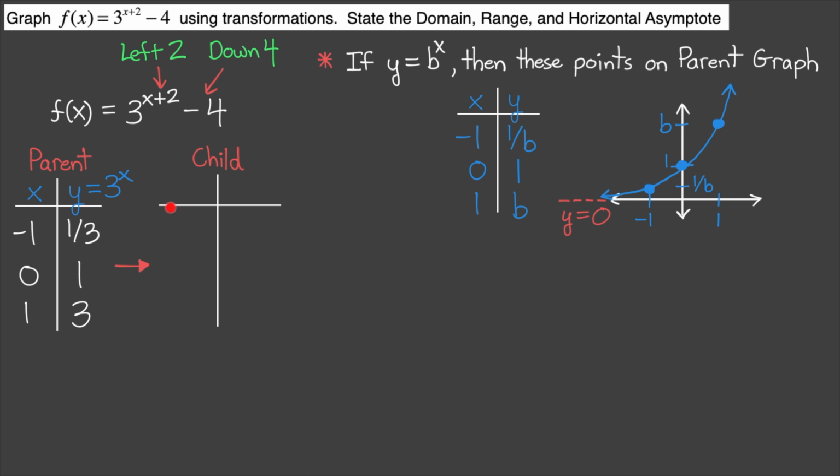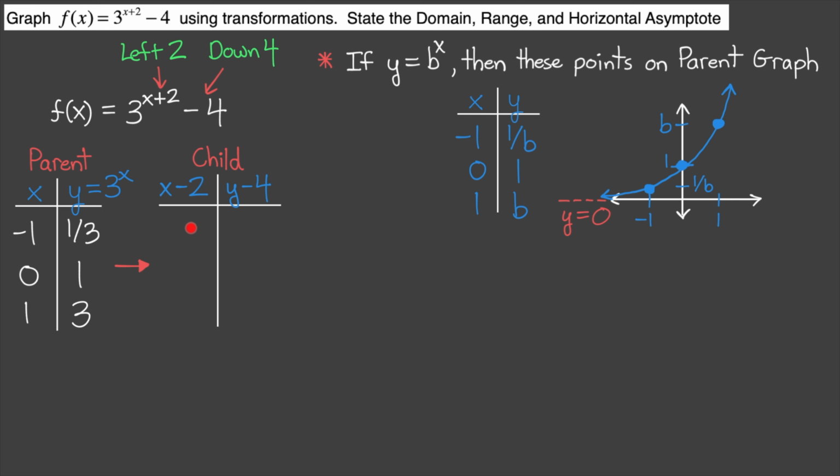All right, so what that looks like for our child function, since we're going left 2, that's going to affect the x value. Every x value will go left 2. So that's going to give us an x minus 2. Now the shift down 4 is going to affect the y value. So instead of y, we're going to go y minus 4 because it's going down 4.